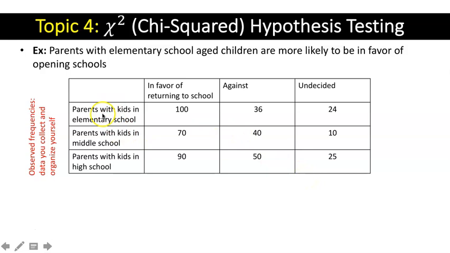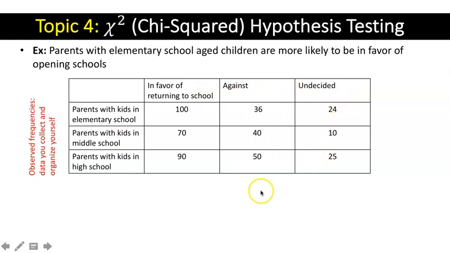Notice that here we have parents with kids in elementary school, parents with kids in middle school, parents with kids in high school. So we're going to have to figure out a way to call that category. And then we have how they feel about going back to school. We have those that are in favor of returning to face-to-face schooling. We have those that are against it and those that are undecided.